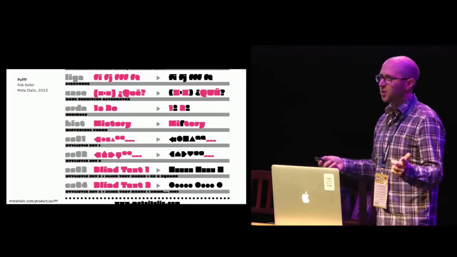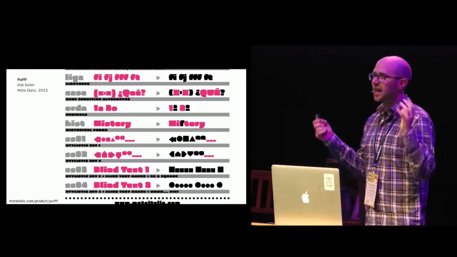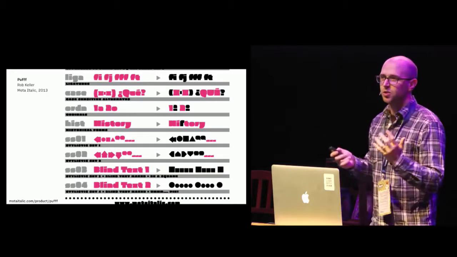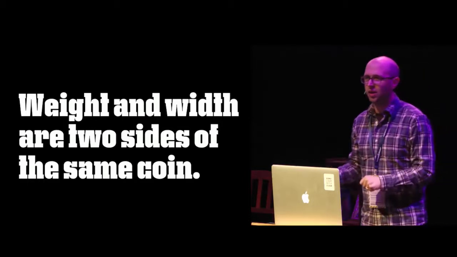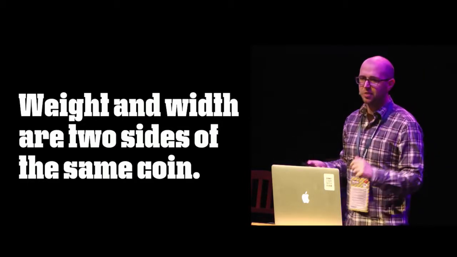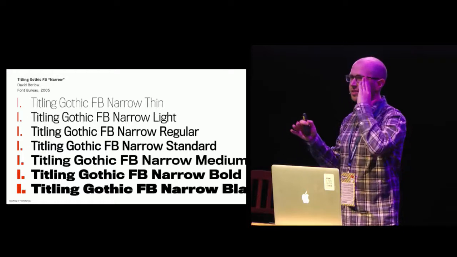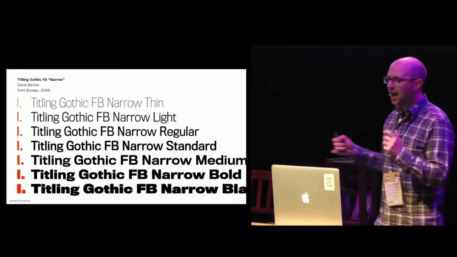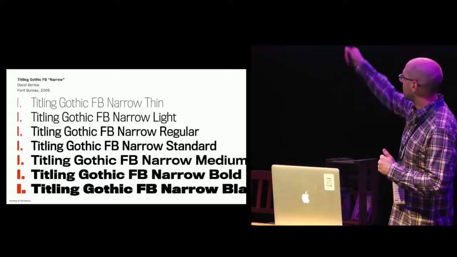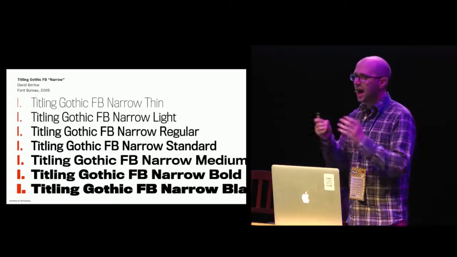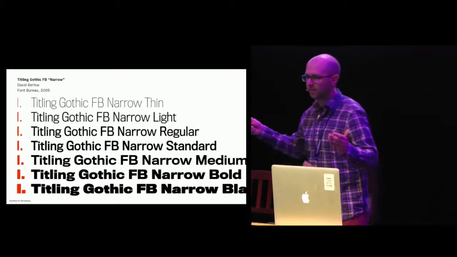But what's really interesting when you get to this extreme, where the counterforms are totally missing, is that you realize that weight and width are two sides of the same coin. To show you what I'm talking about, if you look at a normal type family, as the font gets bolder, it will also get wider. So if you look at the capital I on the left, you can see that as it gets bolder, it has no choice but to also get wider.